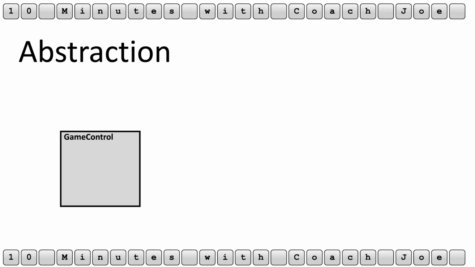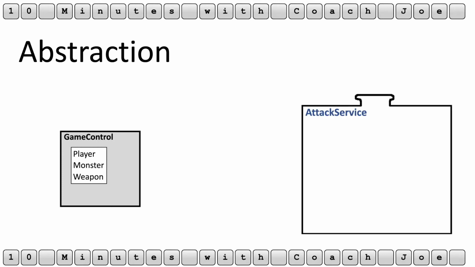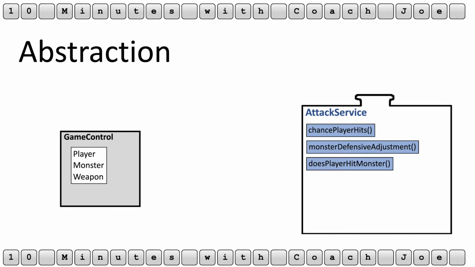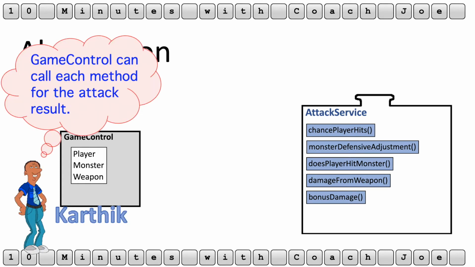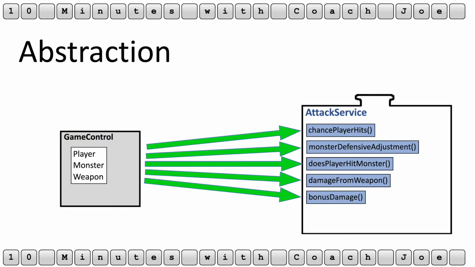In the code, there will be a class that will start the attack process. Let's call this class the Game Control class. This class will know the player object, the monster object, and the weapon object to be used in the attack. There is another class called Attack Service, responsible for all the attacking code. There could be a method to determine the chance the player will hit the monster, determine the monster defensive adjustment for the player hit, determine whether the player hits the monster, determine the damage done by the weapon used, and determine any bonus damage. Yes, the Game Control class could call each method to determine the result of the player attack.